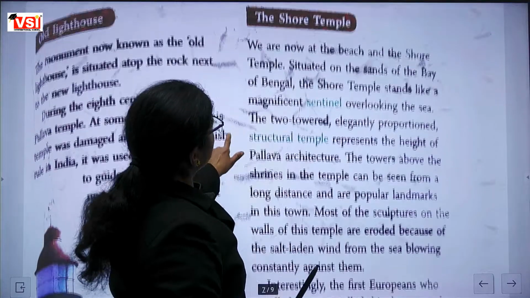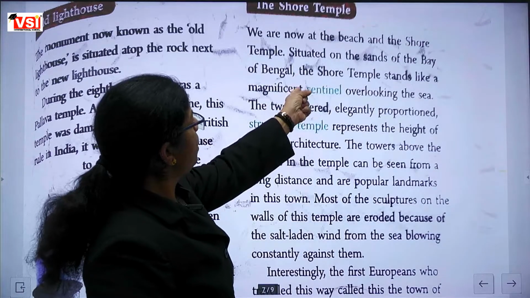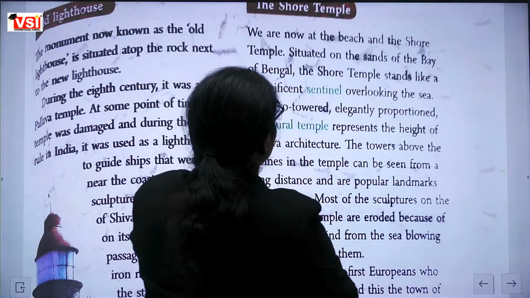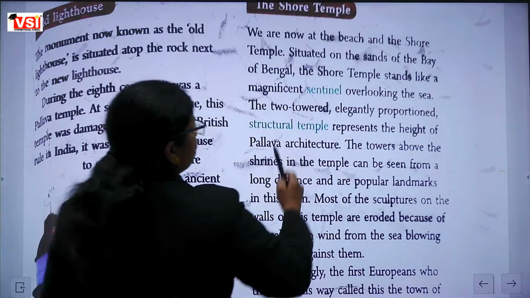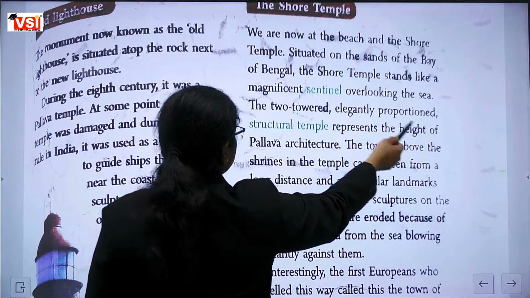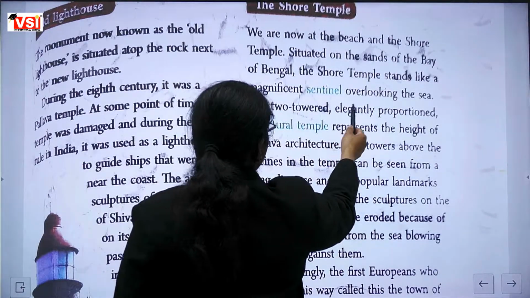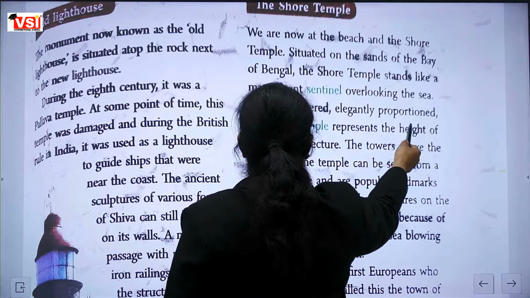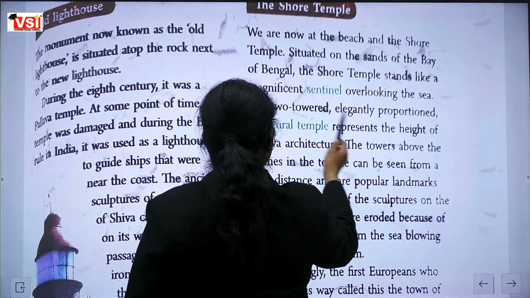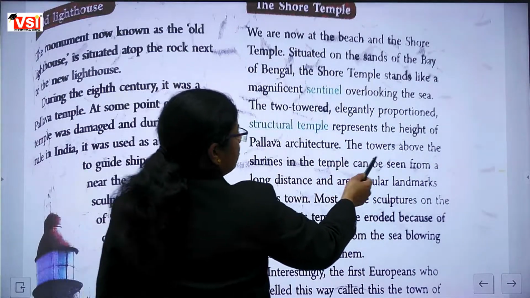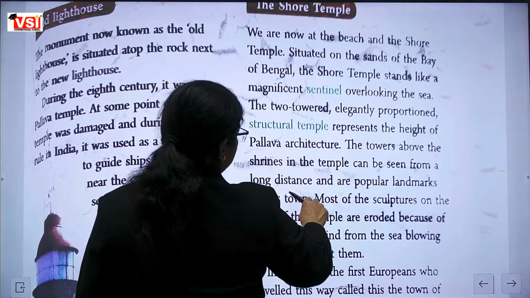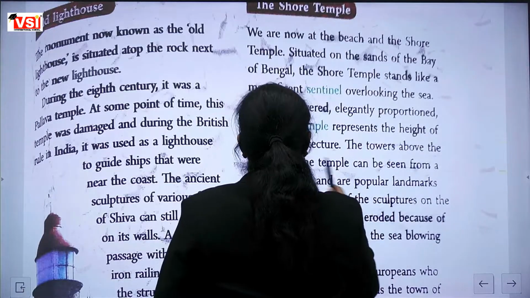What they are telling is, we are now at the beach and the Shore Temple is situated on the sands of the Bay of Bengal. The Shore Temple stands like a magnificent sentinel overlooking the sea. The two-towered, elegantly proportioned, structural temple represents the height of Pallava architecture. The towers above the shrines in the temple can be seen from a long distance and are popular landmarks in this town.